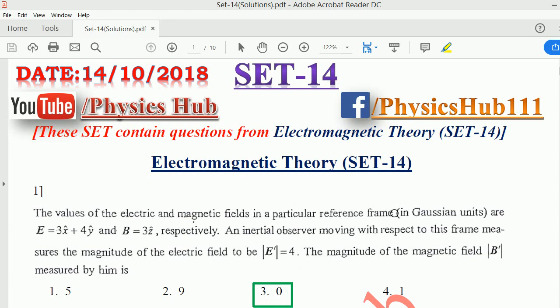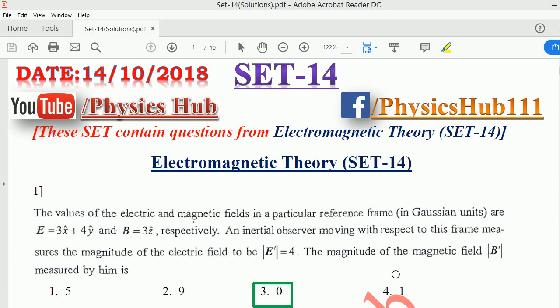So this set 14 consists of questions from electromagnetic theory. The first question reads: the values of the electric and magnetic fields in a particular reference frame in Gaussian units are E equals 3x plus 4y and B equals 3z, respectively. An inertial observer moving with respect to this frame measures the magnitude of the electric field to be E prime equals 4. The magnitude of the magnetic field B prime measured by him is.